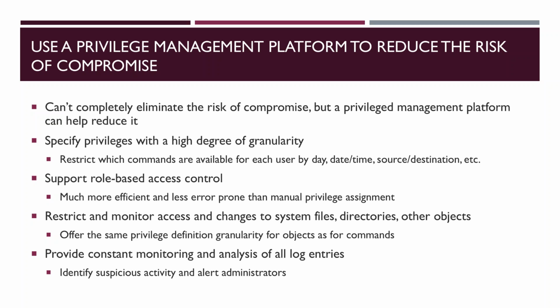Another way of reducing the risk of compromise is to restrict and monitor access and changes to system files, directories, and other objects on a system. But basically, instead of just having privilege management in terms of system privileges, you're also able to specify granular privileges for files and directories and other such objects. So it's not just that you can set privileges for an individual command. Now you can also tie in restricting access to the file system and other objects. So that can also limit the range that an attacker may have to try to more widely compromise the system or to jump to other systems.